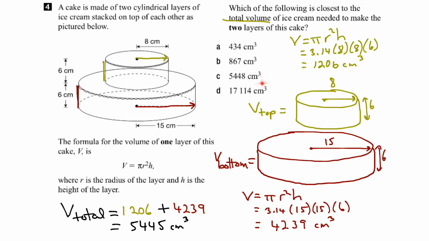So let's look down our list of options to see which one is closest, because that's what we're looking for. We're looking for the closest total volume. And when we do that, it looks like C would be our answer.